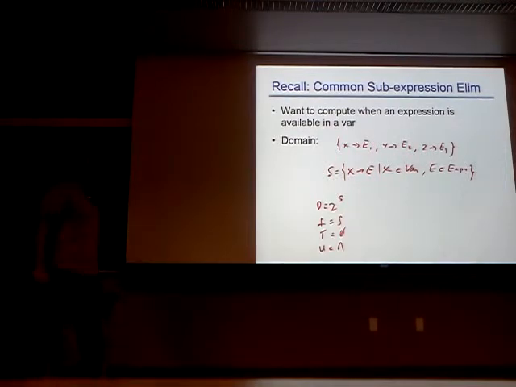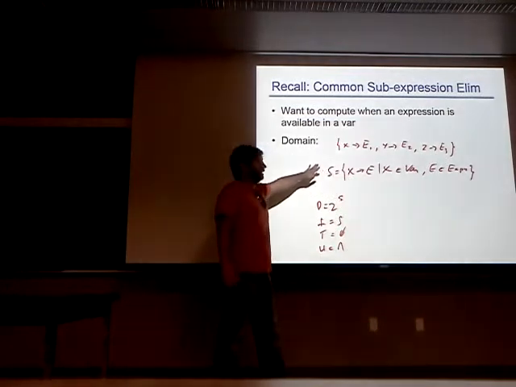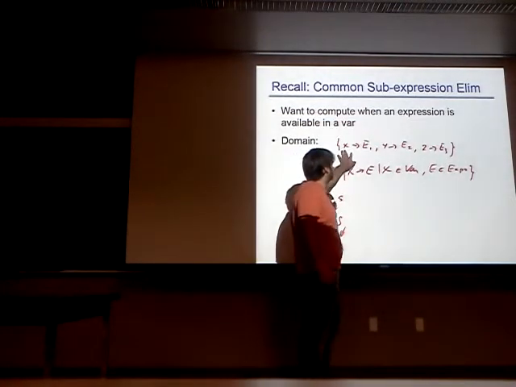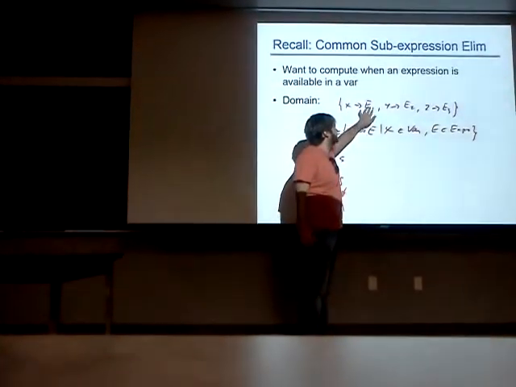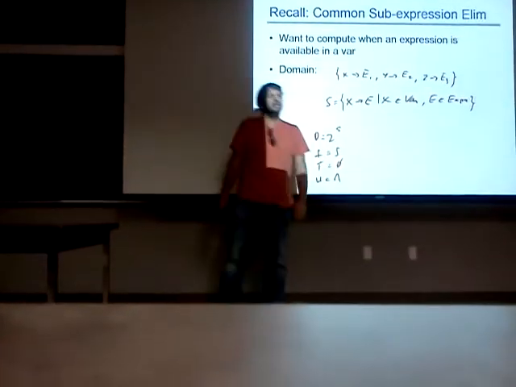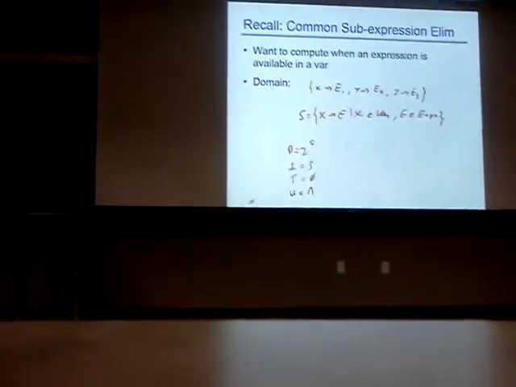The domain was basically variables to expressions, right? So we stored equality of this. Basically what this said is that this was an available expression, saying that expression E was stored in the variable X, and we propagated this information. If you recall, this is the flow function we came up with.